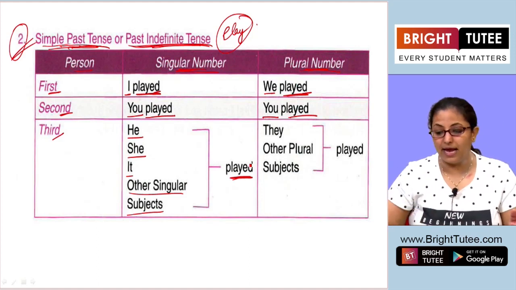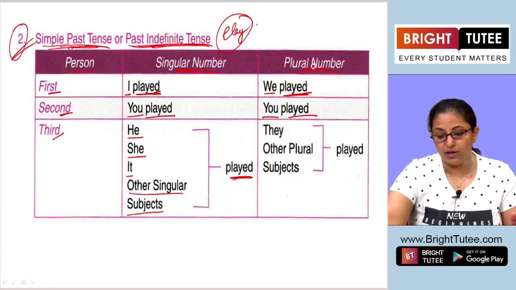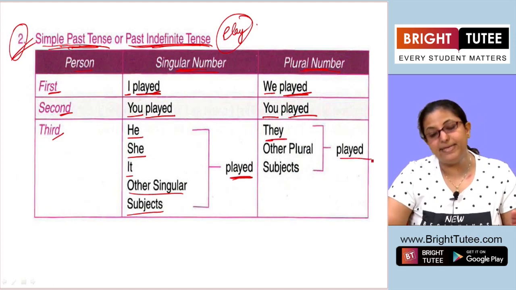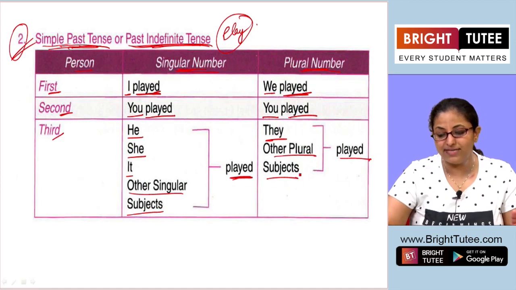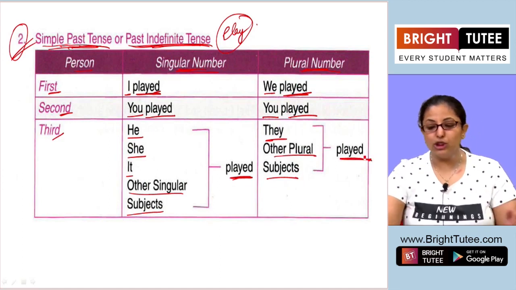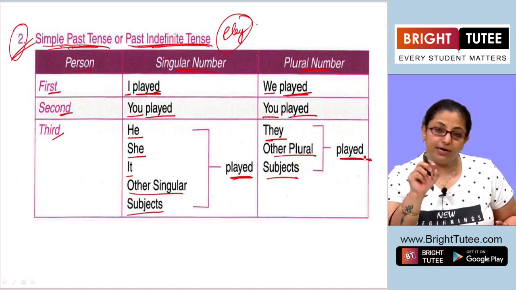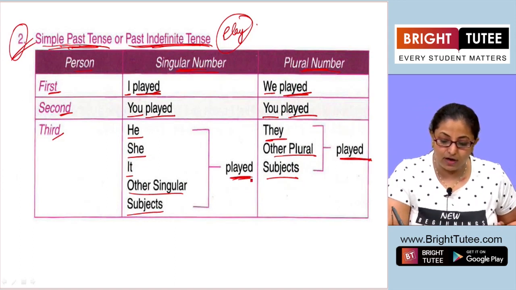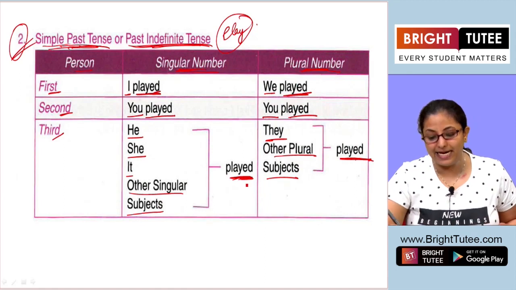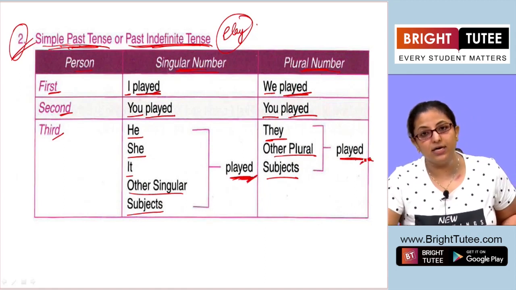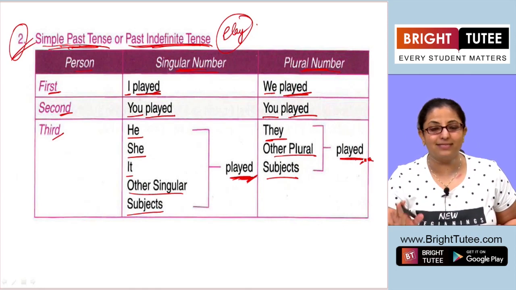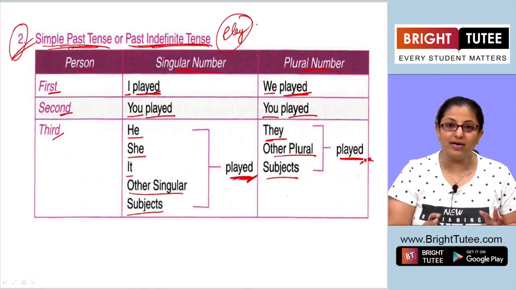This is simple past again. And in the plural number, they played, or other plural subjects, it will be played. So even if it is plural or singular, in the third person, the verb form is the same. Ed is here, ed is here. So this is simple past tense. This is very simple to understand.